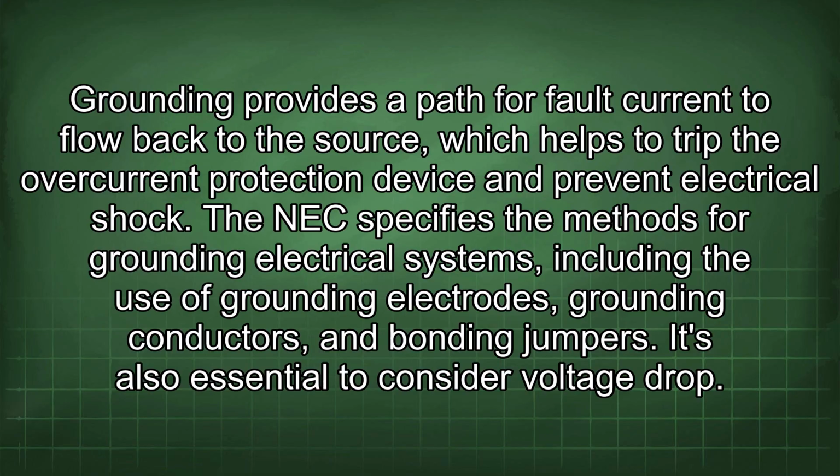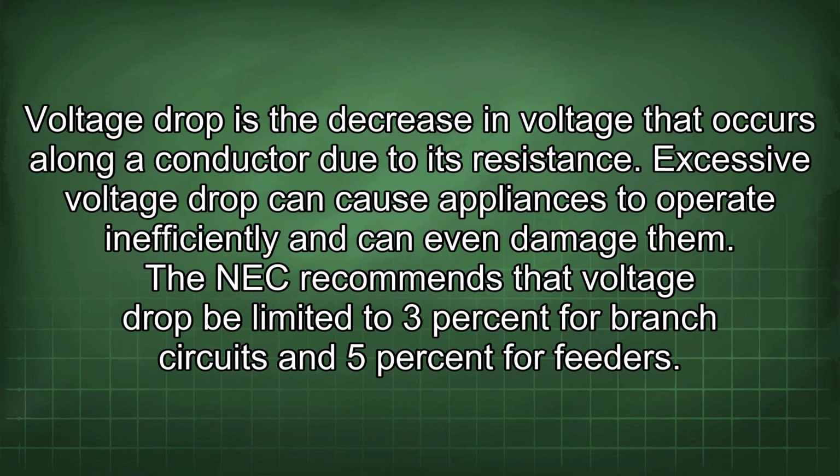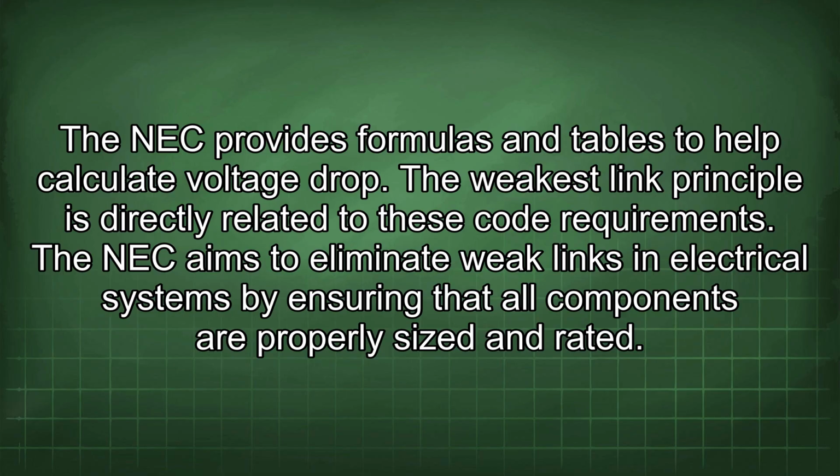It's also essential to consider voltage drop. Voltage drop is the decrease in voltage that occurs along a conductor due to its resistance. Excessive voltage drop can cause appliances to operate inefficiently and can even damage them. The NEC recommends that voltage drop be limited to 3% for branch circuits and 5% for feeders. The NEC provides formulas and tables to help calculate voltage drop.